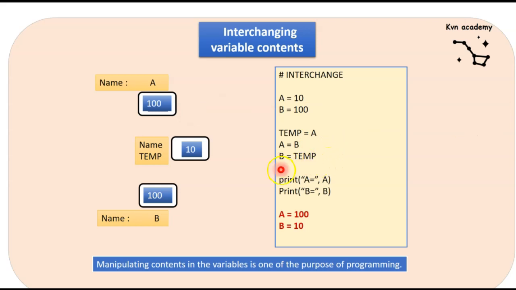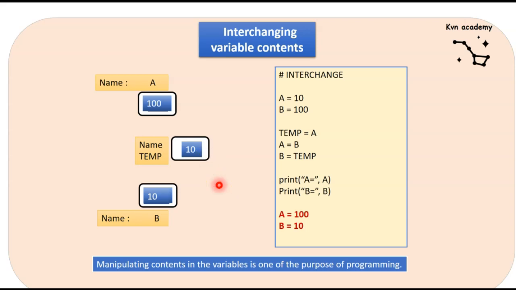And this third line, B is equal to temp. Whatever is in temp will go to the variable B. So again we will see the animation. Value 10 in the temp is just copied to the variable B. The original value 10 will remain there, but a copy is sent to B. Now you can notice that the values are simply exchanged. Now A is having 100 and B is having 10. We have exchanged the values using a third variable temp.